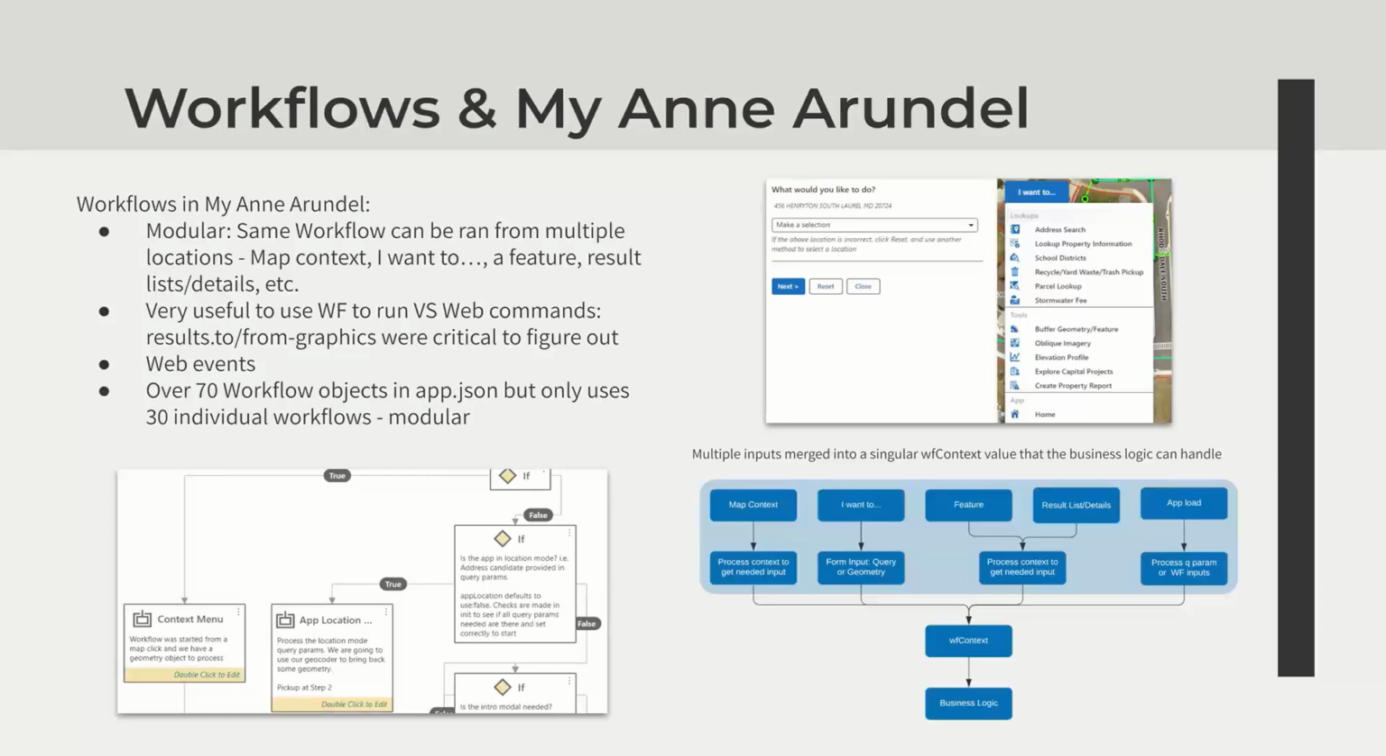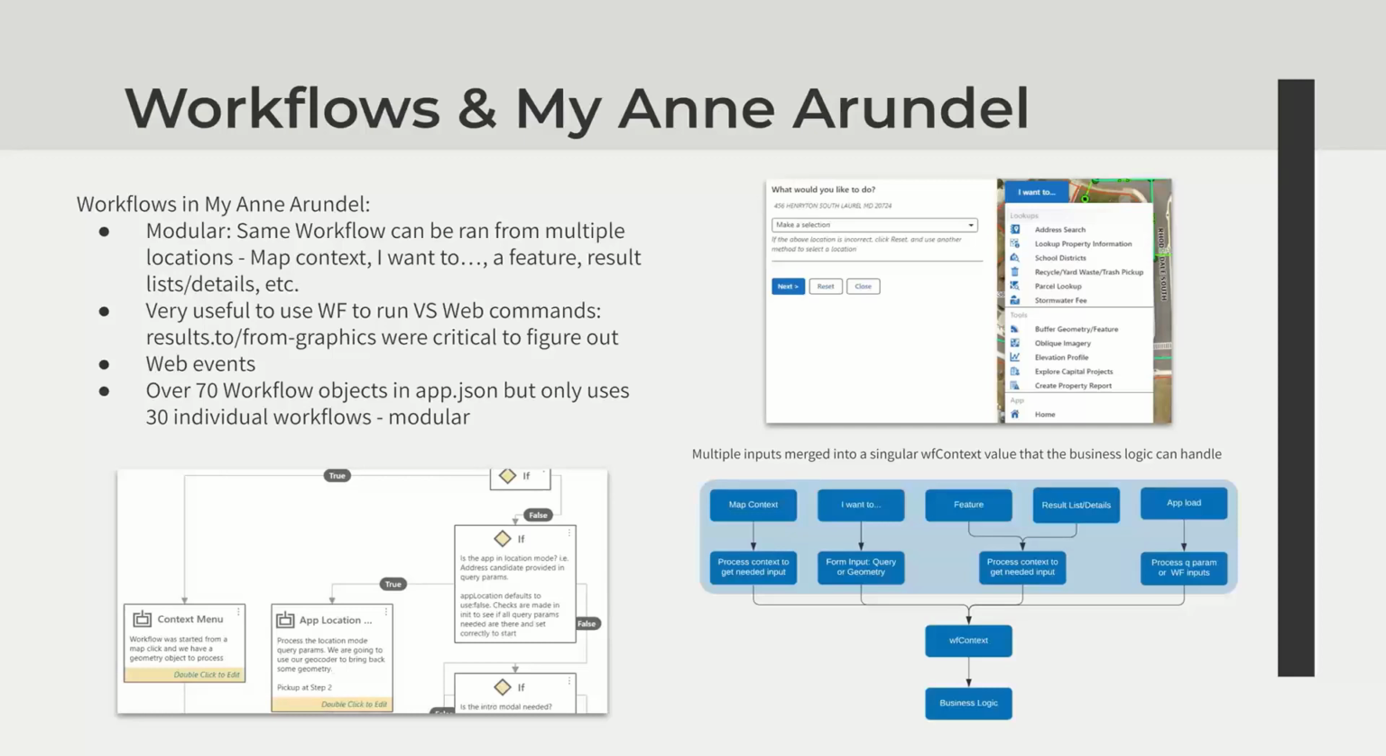And as an example of that, in our MyAnneArundel app JSON, there's over 70 different workflow objects scattered throughout the application. But in reality, we're only using around, I think the number is actually 25, but around 25 to 30 individual workflows in the application. So I don't have over 70 workflows doing different things. I only have like 25 of them. And that allows us to make a workflow once, and I can add it to the I want to menu, or I could add it to the map context menu. I can add it anywhere in the application.